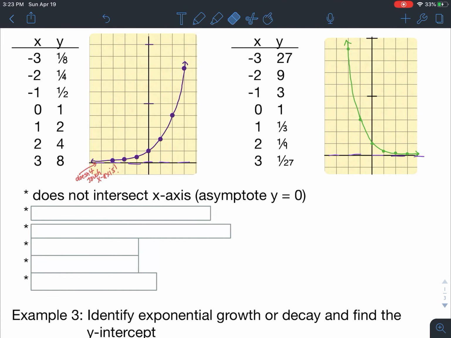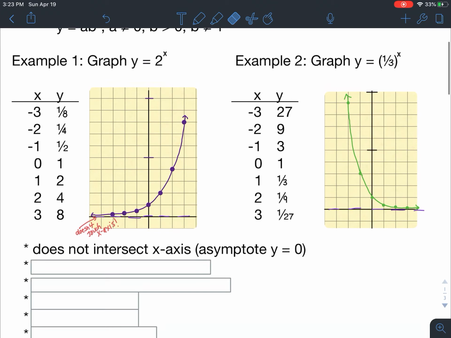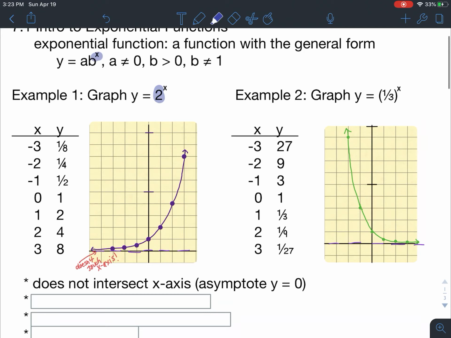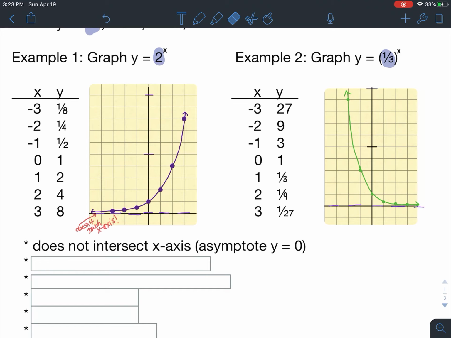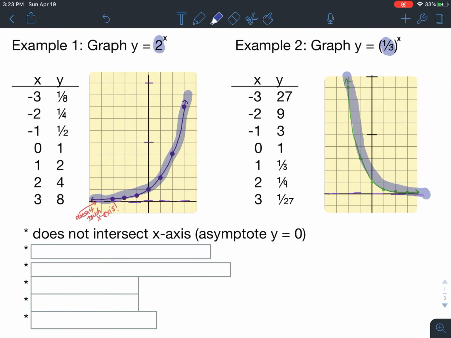Okay. So what else do we notice about these graphs? In the first example, this is B. If we go back and look up here, see it matches B. B is 2, and in this one, B is 1/3. So let's look at the graphs. For 2 to the x, as you travel on the graph from left to right, it increases. But on example 2, when you travel to the right, the function decreases. And that's because of the size of these numbers, 2 and 1/3.